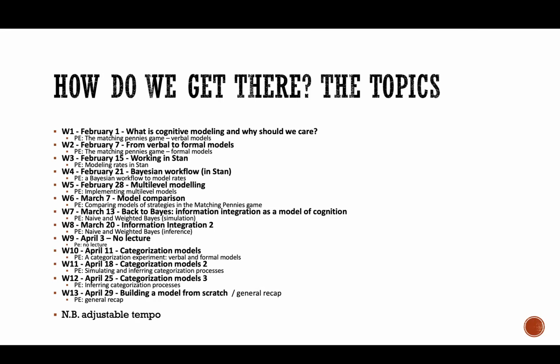Week 3, we'll start working in Stan, and we will be modeling rates in Stan, which is the simplest distribution with one parameter, right? How likely it is that you play right or left. On week 4, we will be discussing how, on the skeleton of the Stan code that we have learned to write the week before, we can actually implement the kind of Bayesian workflow that we've talked about with simulation, model quality checks, parameter recovery, and so on.